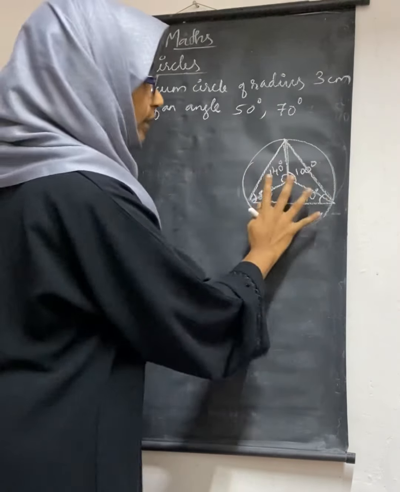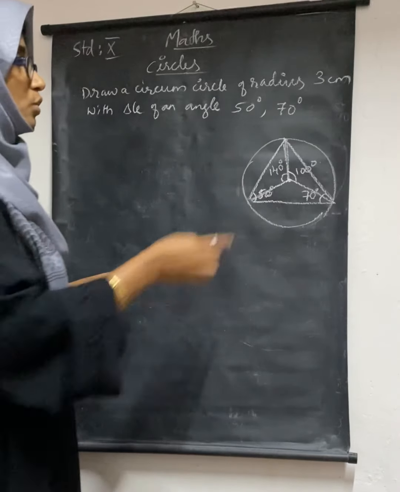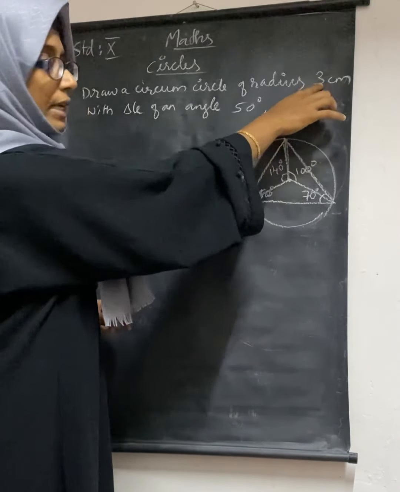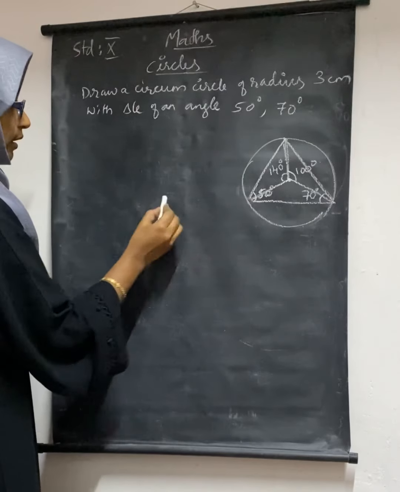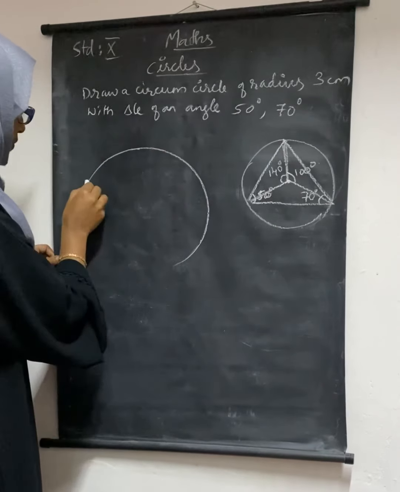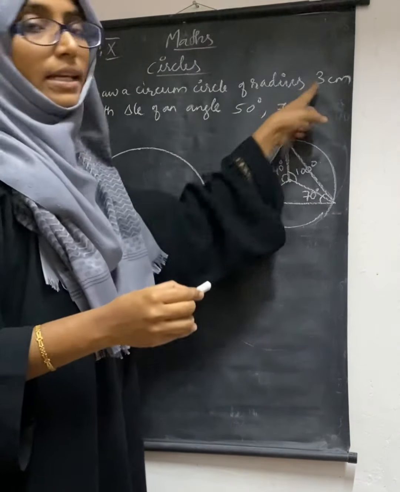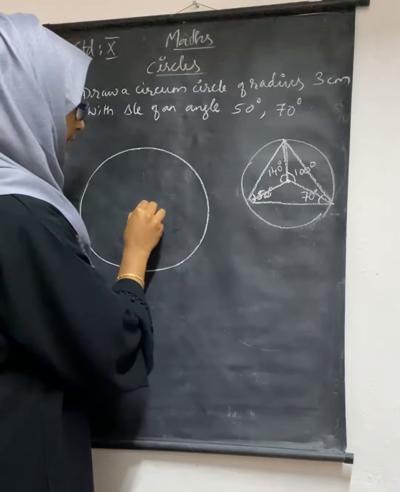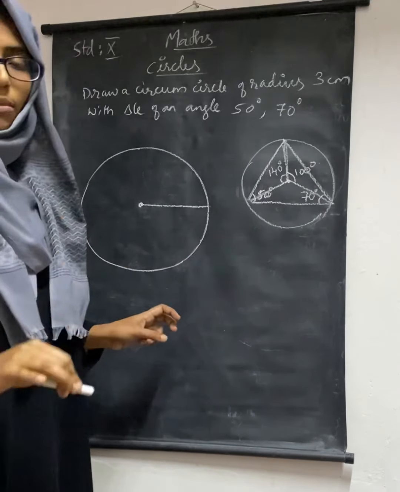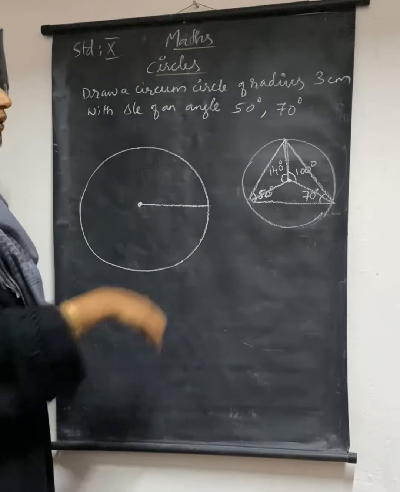So this is the rough figure you have to do at the side. Later on, we have to do the actual figure. So you have to take a compass with 3 cm and draw a circle like this. So what is the radius here? 3 cm. So I can draw a line. Anywhere you can mark 3 cm, one line you can mark.